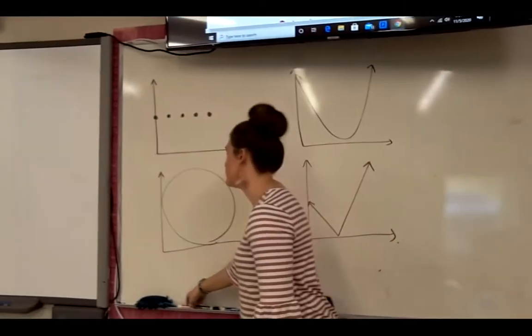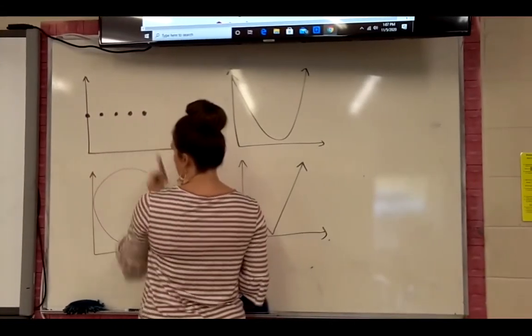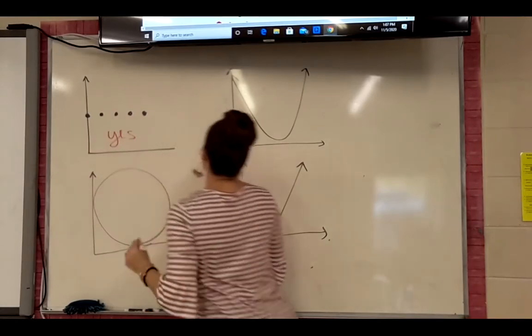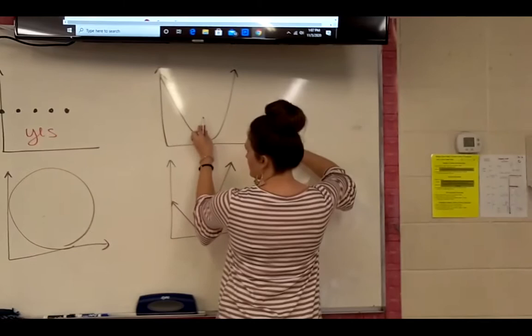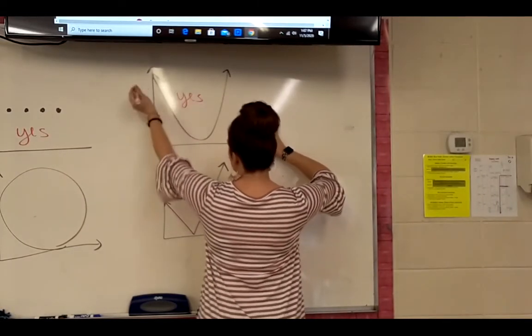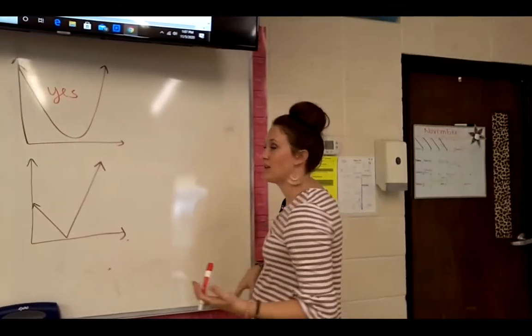Okay, the first one. If we do our vertical line test, is that a function? Yes. Okay, on number 6, is this a function? Yes, it is. It doesn't have to be a straight line to be a function. That just means it's linear if it's a straight line.